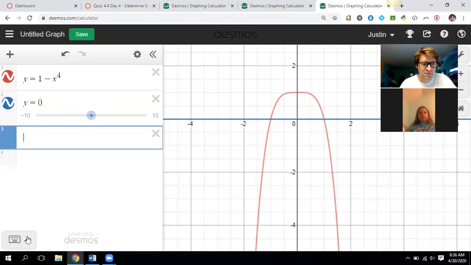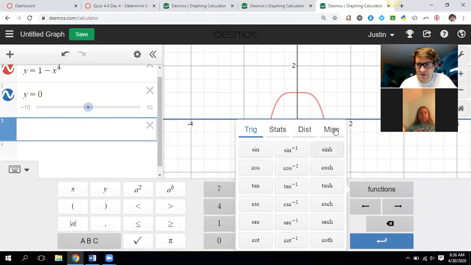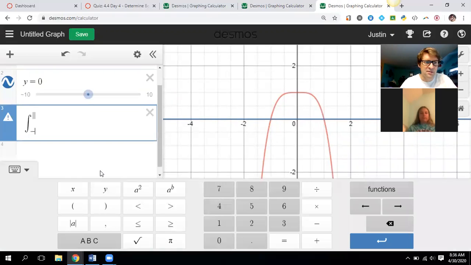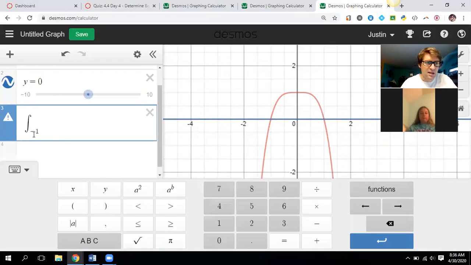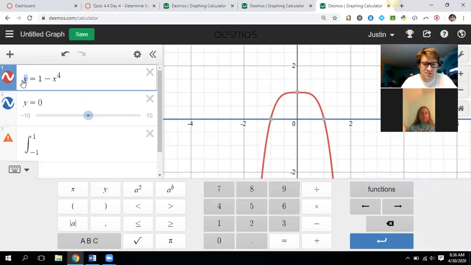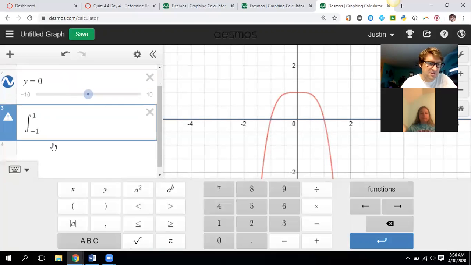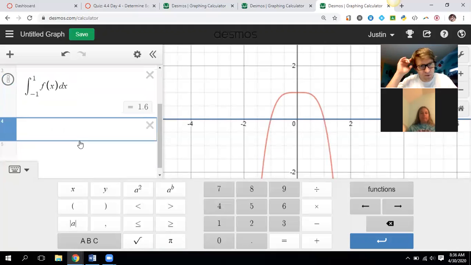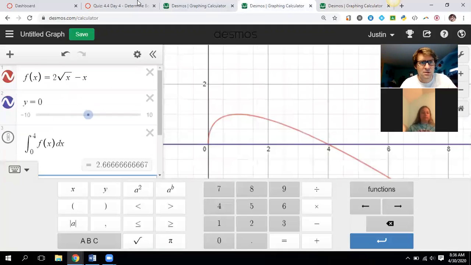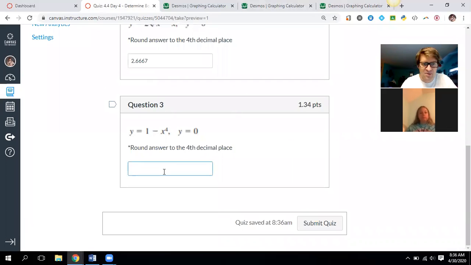So if we're going to do the integral, which we can do on Desmos, even though it's not fun, we can still do it. Our lower limit is -1, because that's where it first touches. Our upper limit is +1. And then what I'm going to do is change this to f of x. I guess this is the only way Desmos knows how to work. I probably could use y, but it might not know which one is y. dx. And we get 1.6, which says round to the fourth decimal, but I'm going to put 1.6. It probably will automatically type in zeros for me. We'll find out. I'm going to submit the quiz.